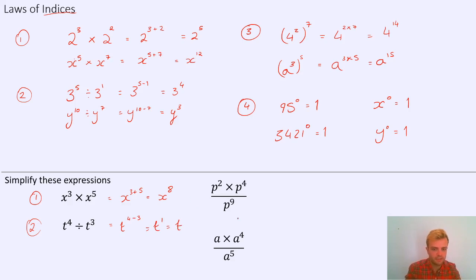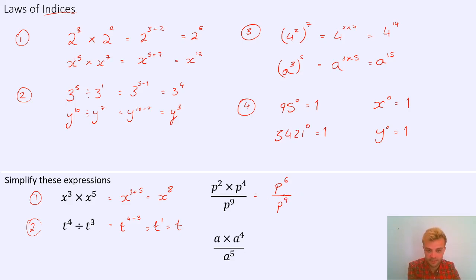And then we start having a mixture here because we've got some multiplying and divides here, so we're going to be using both rules 1 and 2. So let's simplify the top of this fraction first. We have p squared to the power of 2 multiplied by p to the power of 4, and rule 1 says that we add those powers together. So this turns into p to the power of 2 plus 4, so it's p to the power of 6 on top, divided by p to the power of 9.